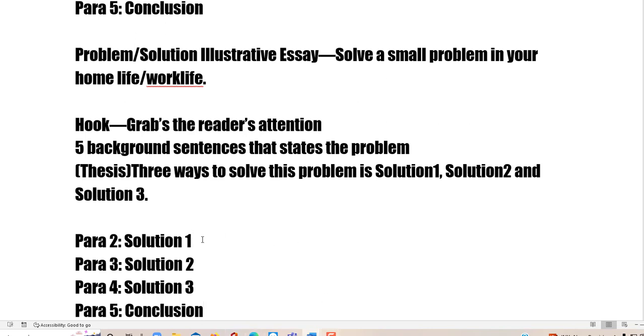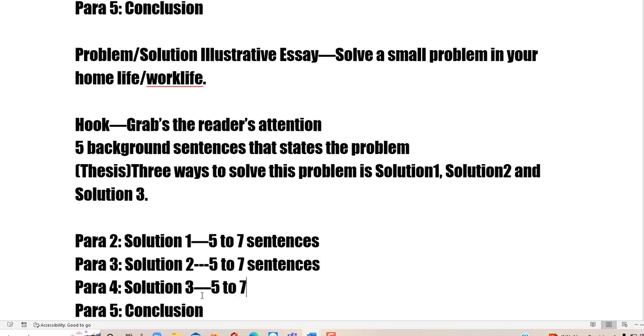Each paragraph would be 5 to 7 sentences. So you're going to write 5 to 7 sentences about solution 1, 5 to 7 sentences about solution 2, then 5 to 7 sentences about solution 3. And this is going to be the structure.